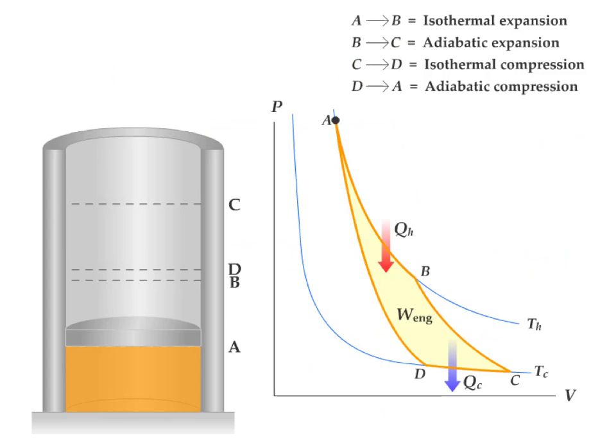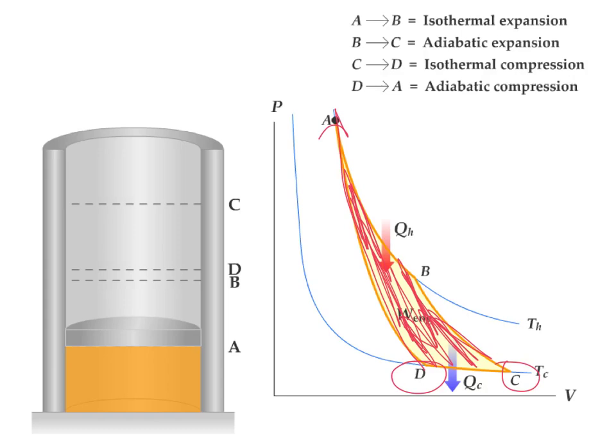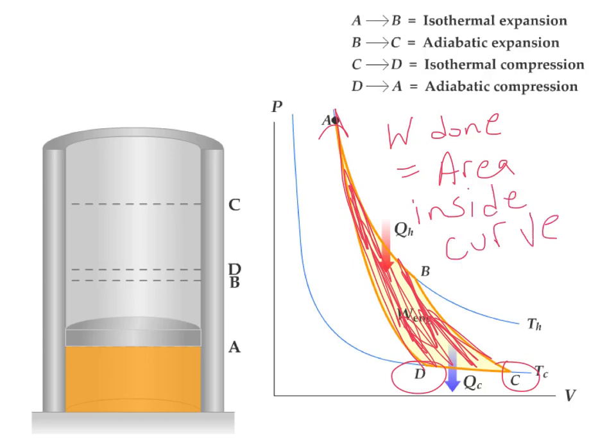Now, if we look at our pressure volume graph altogether, again, A to B is our isothermal expansion, B to C is our adiabatic expansion, C to D is our isothermal compression, and then D to A takes us back, that's our adiabatic compression. Now, in this particular graph, the work that gets done by the engine is actually the area inside this curve, this shape. Now, obviously, it's not something that's easy to find. This is where you get into calculus. But just understand that the work done is equal to the area inside the curves, okay, the area that's bounded by this shape.